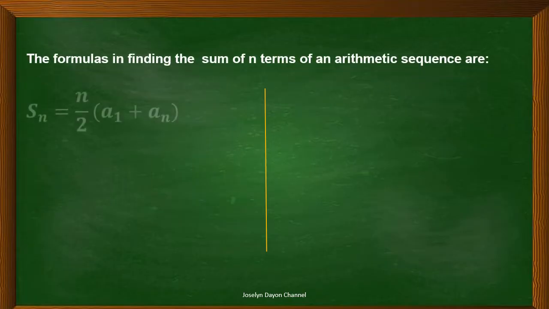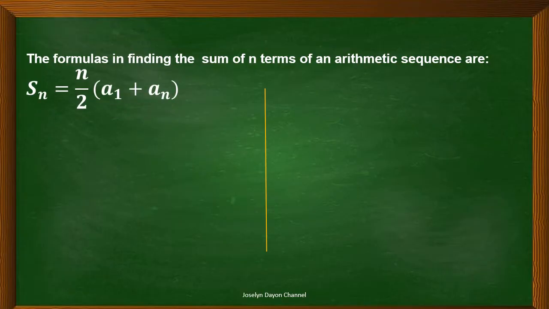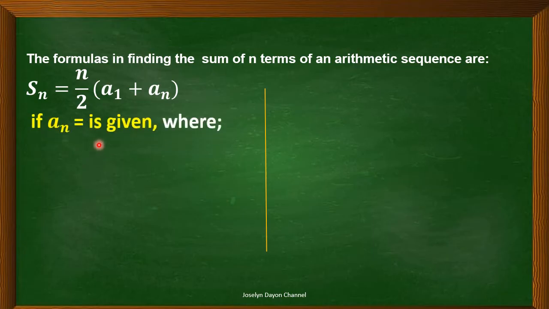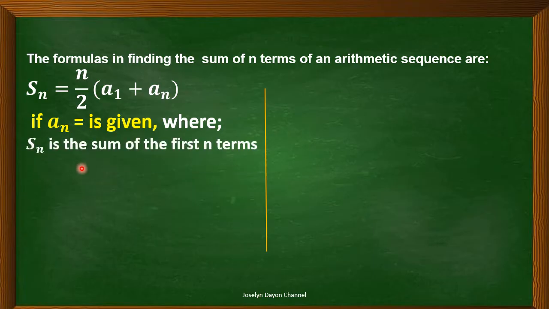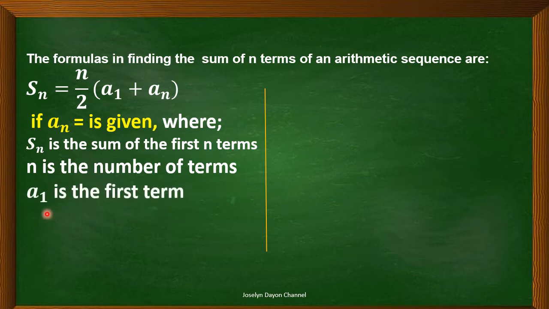Before we go on, let me review the two formulas in finding the sum of an arithmetic sequence. The first formula is S sub n equals n over 2 times quantity of a sub 1 plus a sub n. Where a sub n is given, we will be using this formula. S sub n is the sum of the first n terms, n is the number of terms, a sub 1 is the first term, and a sub n is the last term.